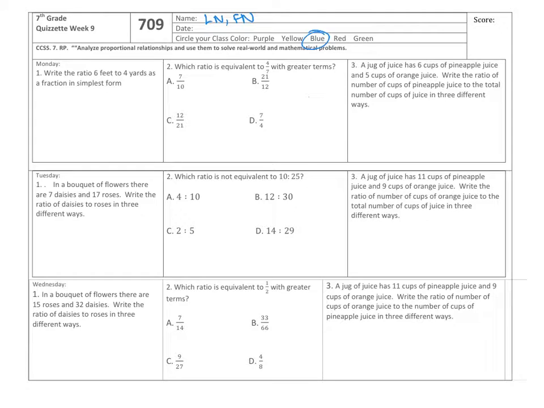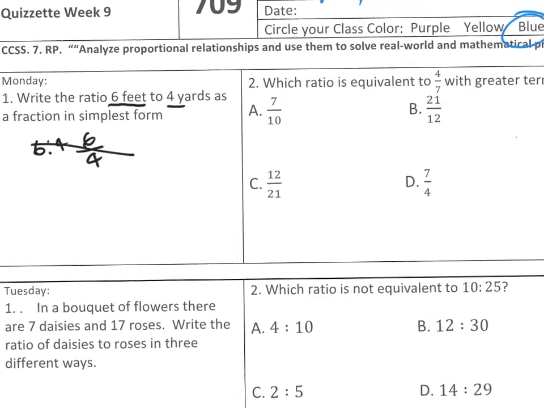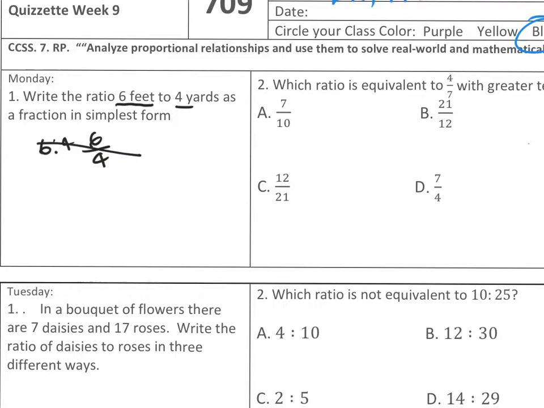in simplest form. So the mistake that is commonly made here is you just get the 6 and you get the 4 and you start making the ratios. But that is wrong because they're not in the same units. On Monday number 1, you see feet to yards, feet to yards. So either you convert the feet into yards or you convert yards into feet. I'm going to tell you right now, I prefer to convert the second unit into feet.